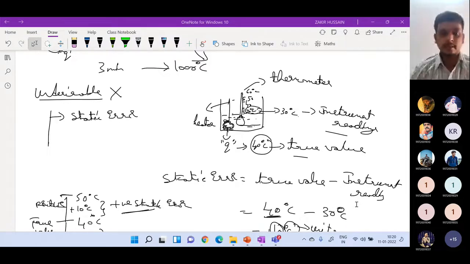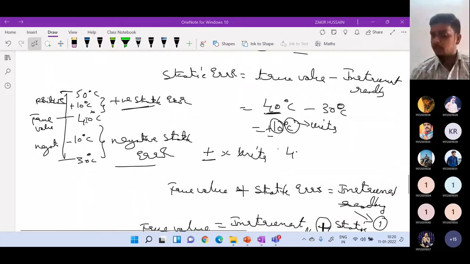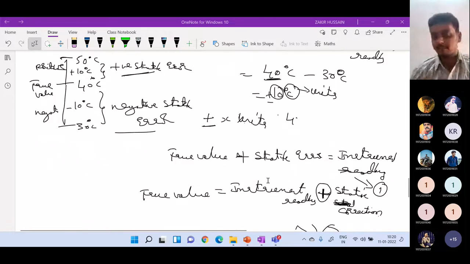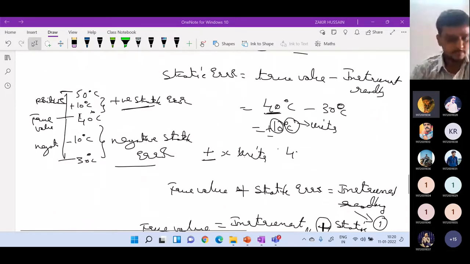This is not in the calculations. This instrument needs to be corrected. It is showing some error, so we are correcting the instrument calibration itself. We are not adding any value here. Okay. So directly we are dealing with the inside part of the instrument. Inside part of the instrument.